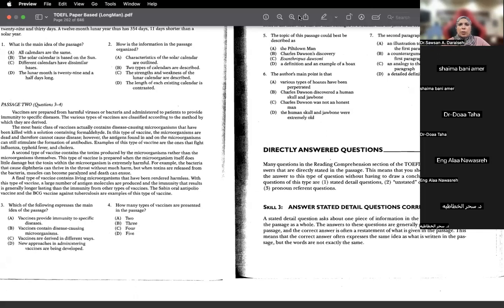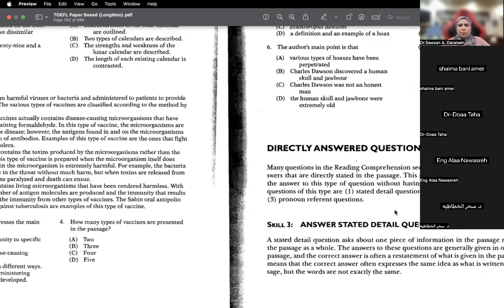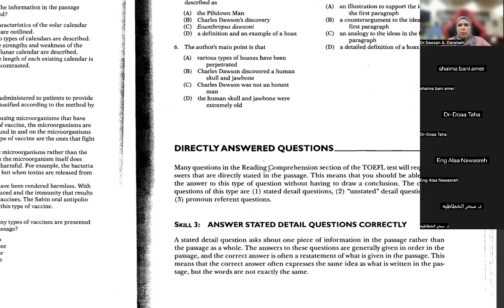So let's take a look at what is said here. Let's read what is said here. Many questions in the reading comprehension section of the TOEFL will require answers that are directly stated in the passage. This means that you should be able to find the answer to this type of question without having to draw a conclusion. All right, so you don't have to draw a conclusion. They will be there in the passage.